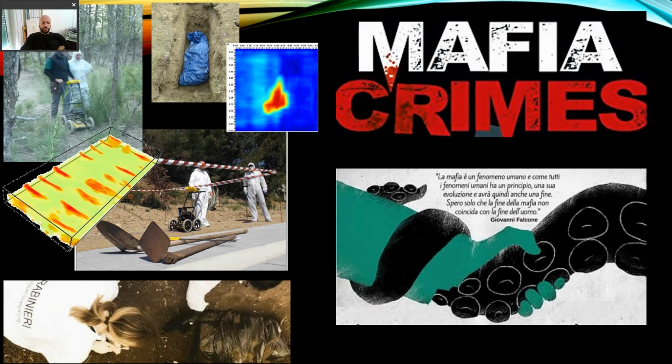Because of this, I would like to show you in particular some mafia crimes that law enforcement has to deal with in Italy. First of all, I would like to show you some examples of typical targets detected by GPR in a mafia crimes context.